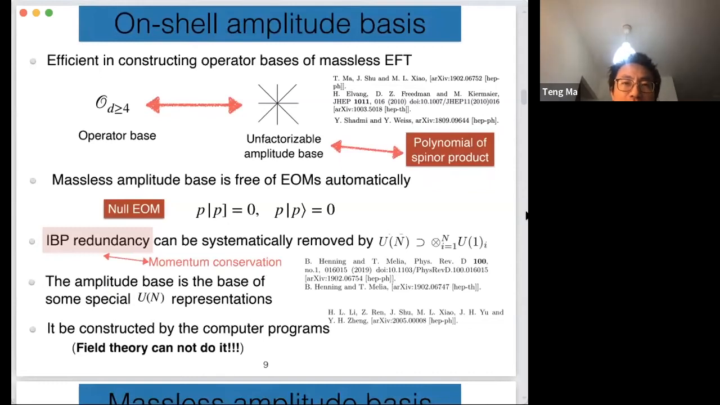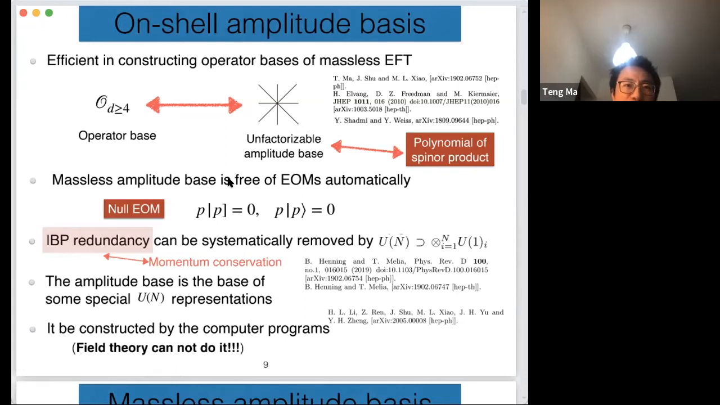On-shell amplitude is very efficient in constructing operator basis of massless particles. It was found that the operator basis is one-to-one corresponding to the unfactorizable amplitude basis. Unfactorizable basis means that the amplitude is just a polynomial of some spinor products. So the unfactorizable amplitude basis represents independent local interactions. Its physical meaning is the same as the operator basis. So these two kinds of basis are equivalent.